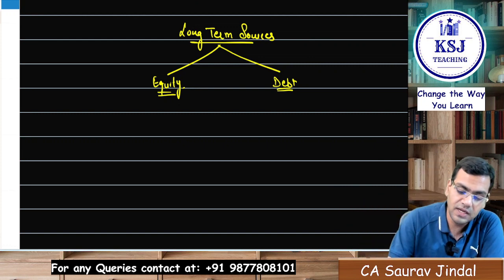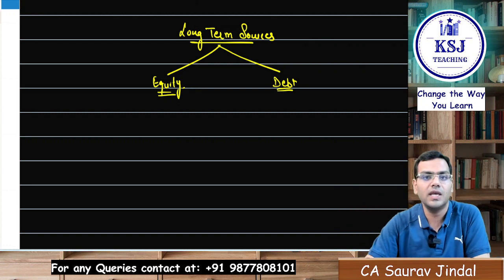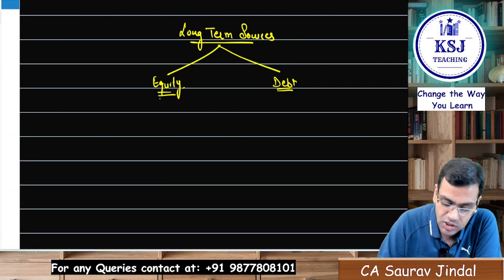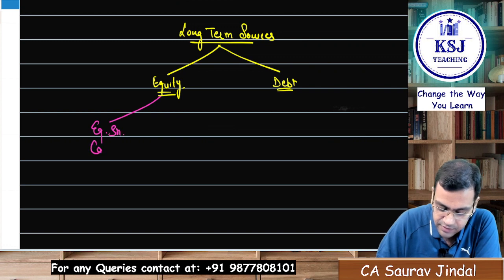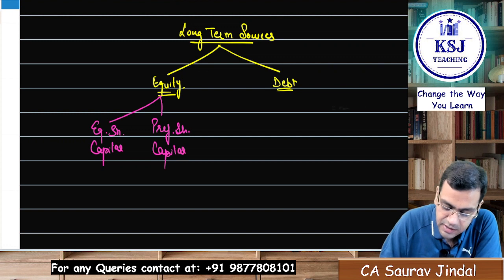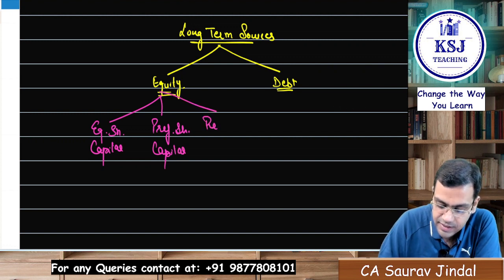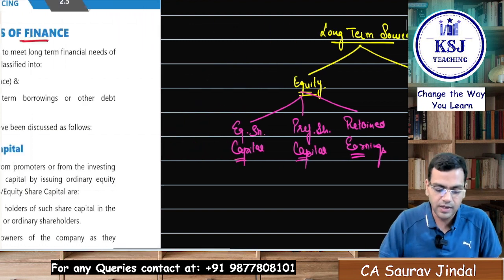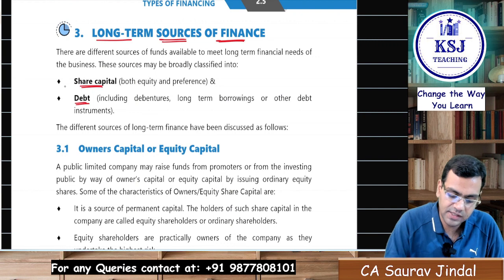So equity, when we use this particular word equity, consists of three things majorly, right? One is equity share capital, which we are going to take up in this particular lecture only. The second thing included is the preference share capital, and the third thing included here is retained earnings, right? So broadly this is the part of equity, and this is what we call the share capital.